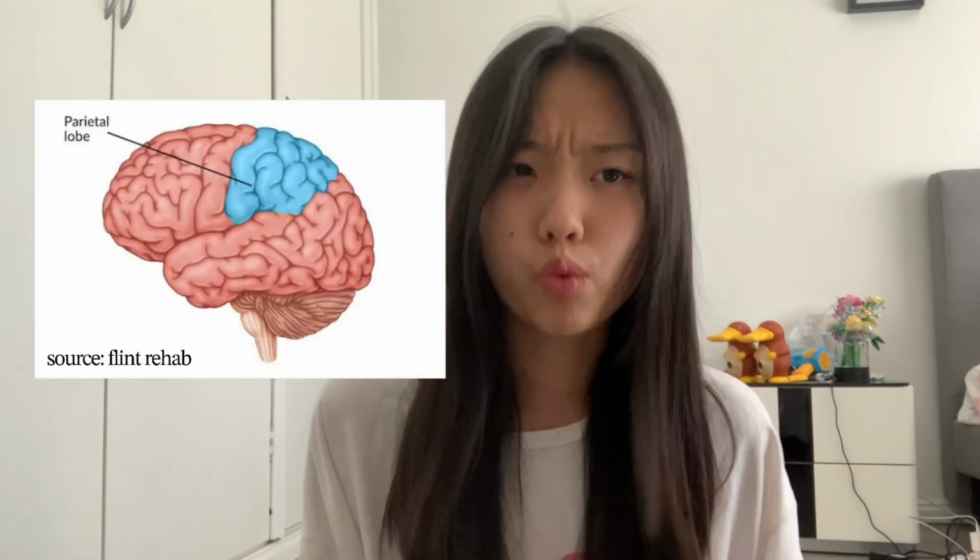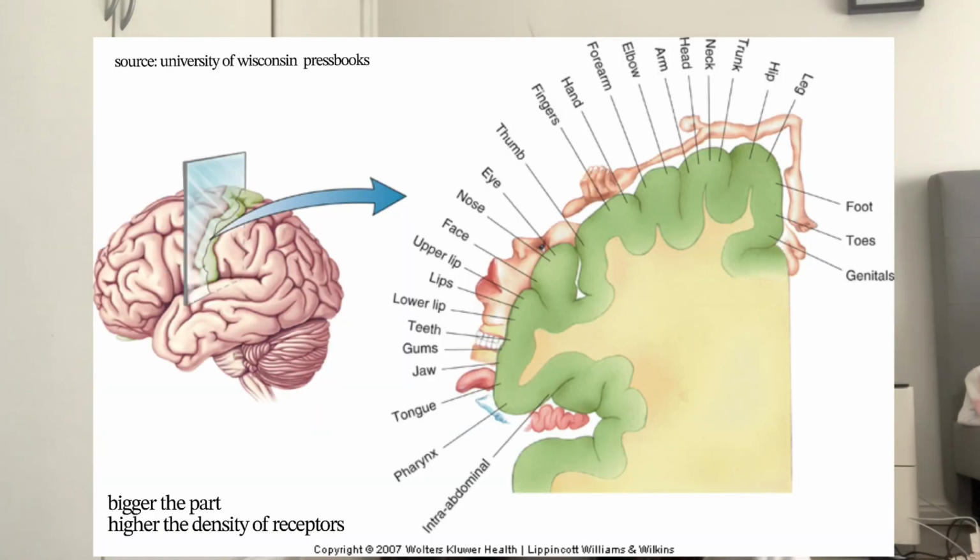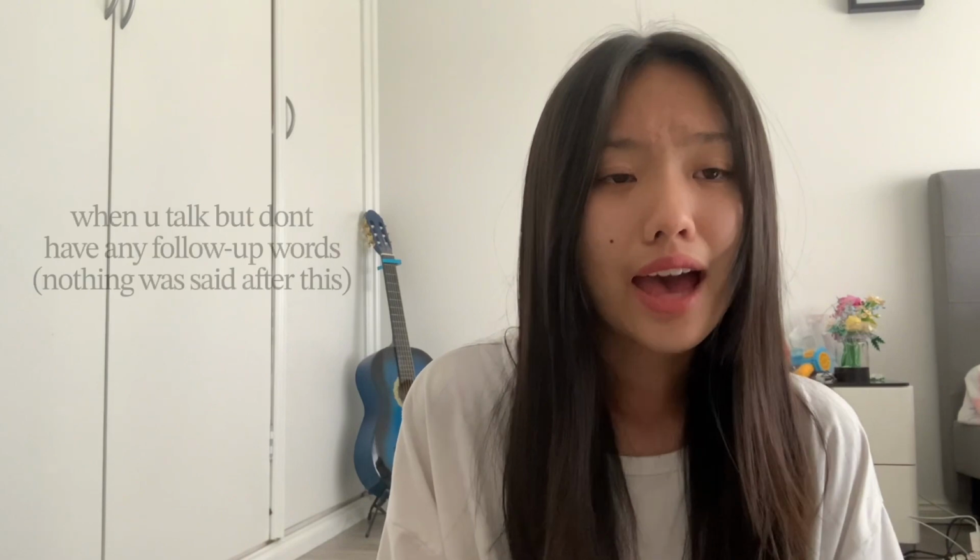Then we have the parietal lobe. The parietal lobe is located in the middle top part of your brain. It's basically the lobe of touch. Its main role is to receive and process sensory information via the primary somatosensory cortex. It also has some function in memory, particularly spatial memory and spatial awareness, allowing you to navigate through certain locations and places.